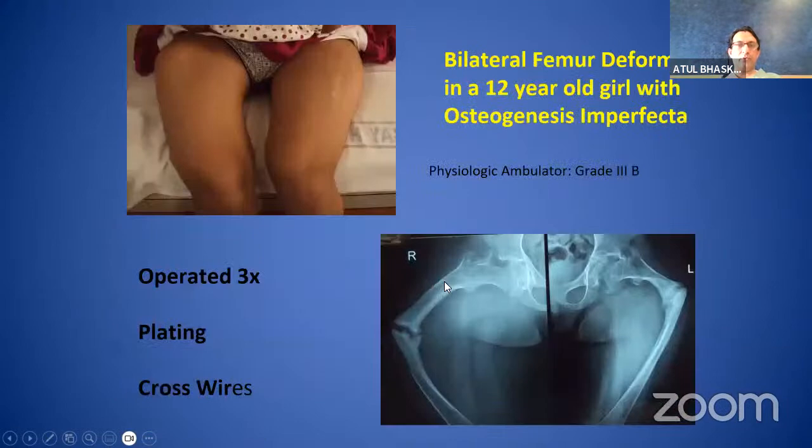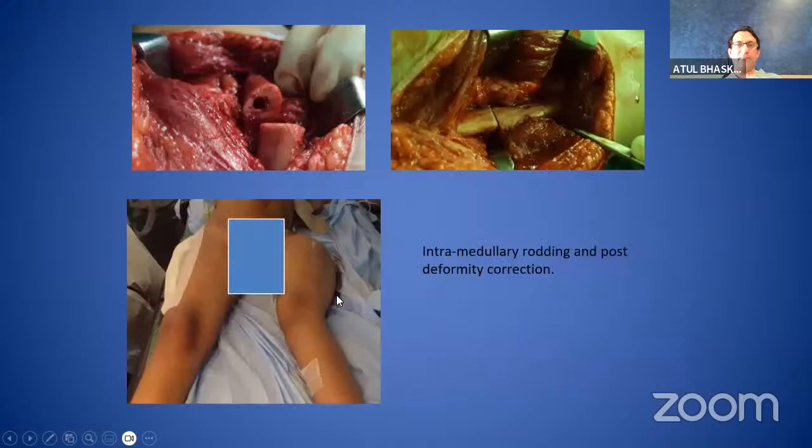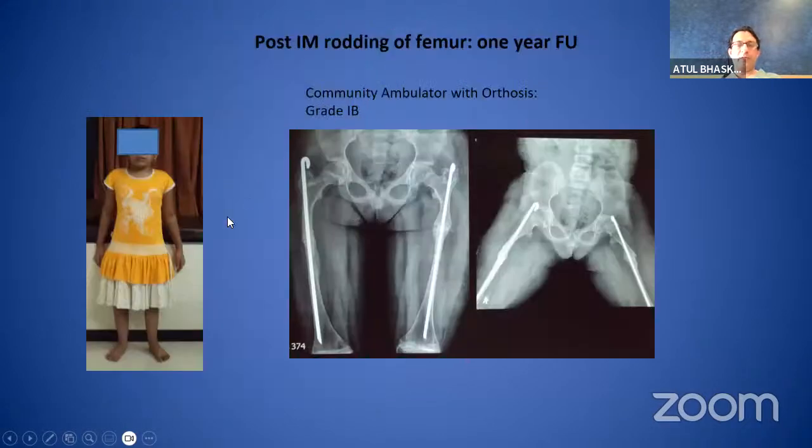This was a girl who was 12 years old at the time, with bilateral femur deformity. She had been operated on 3 times, with plating and K-wiring done. You can see these multiple scars, so the canal is very, very sclerotic. This was one of our earlier cases where we did an open osteotomy, preserved the soft tissue envelope, and here she is now. We actually just had to revise the nails once.